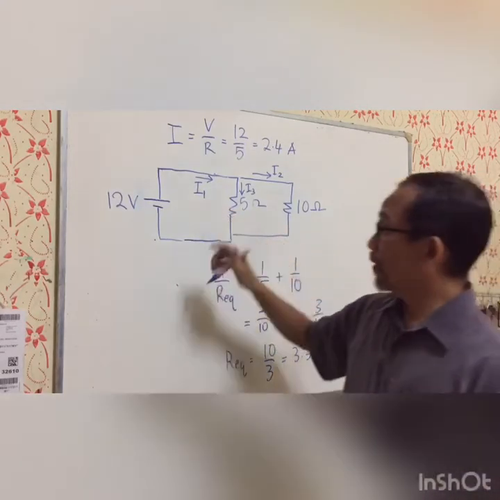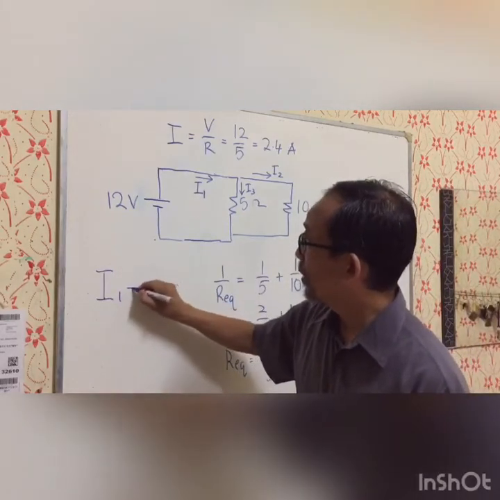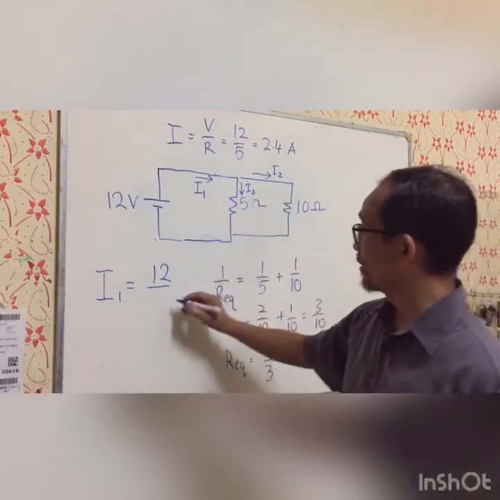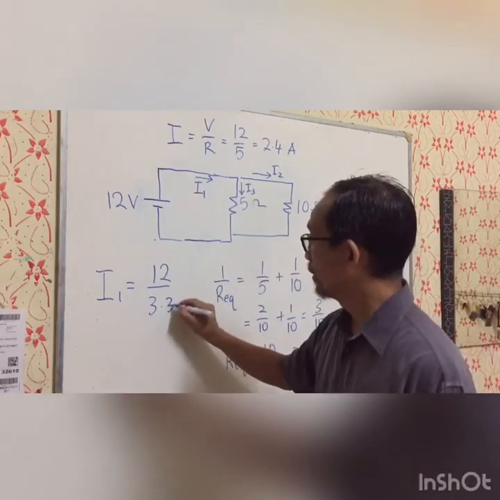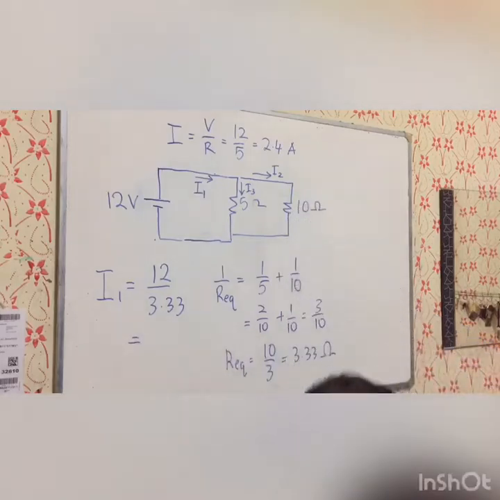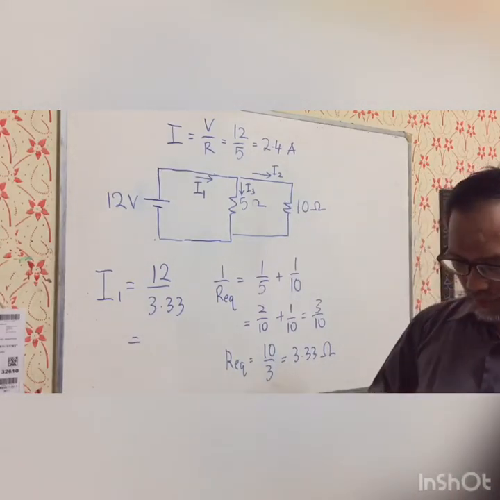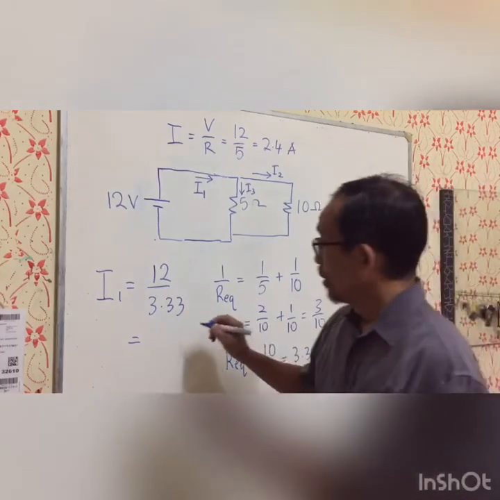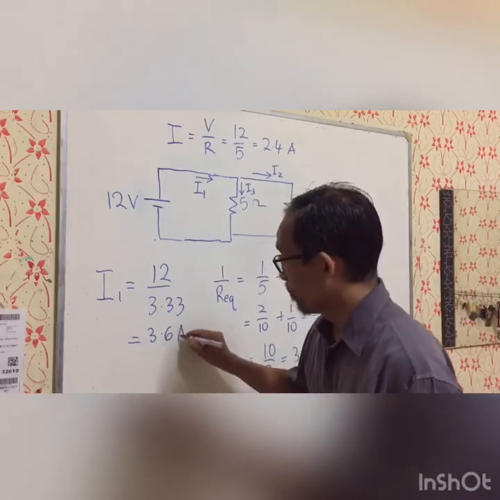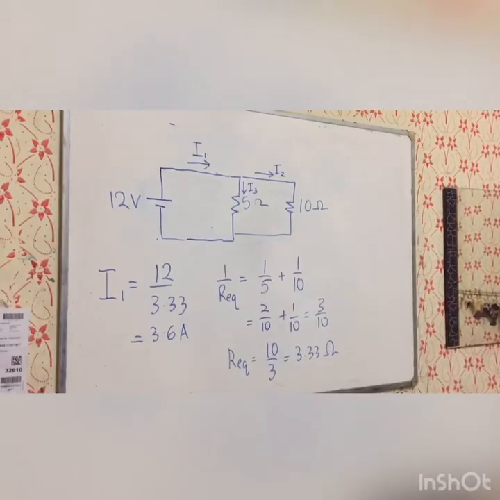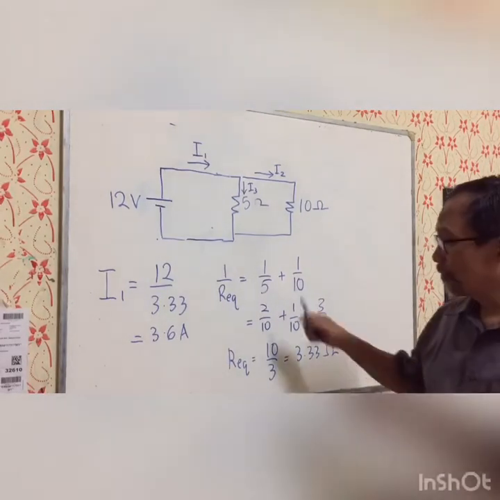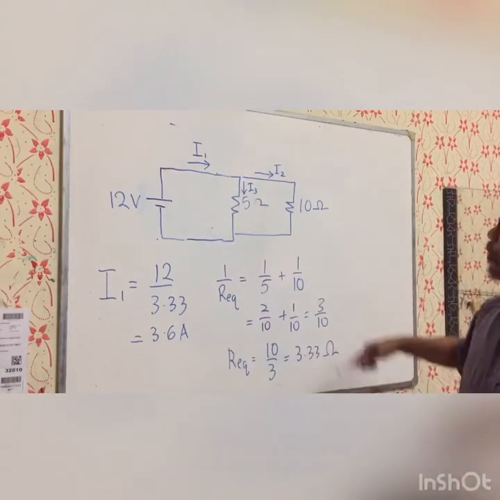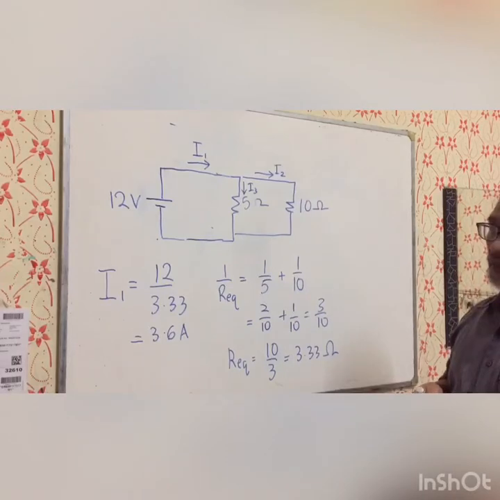So we can find I1. I1 is going to be voltage over resistance, the equivalent resistance. So it's 12 over 3.33 and it is equal to 3.6 amp. Okay, we have found I1. I1 is 3.6 ampere. Now, how to find I2 and I3?